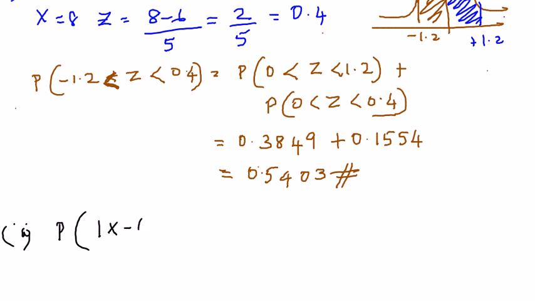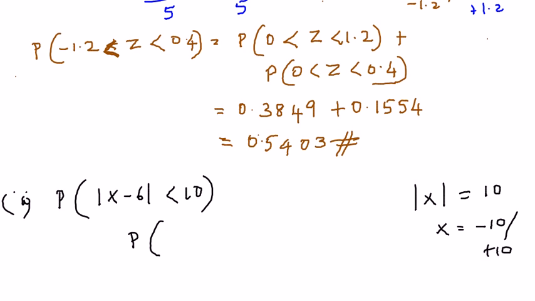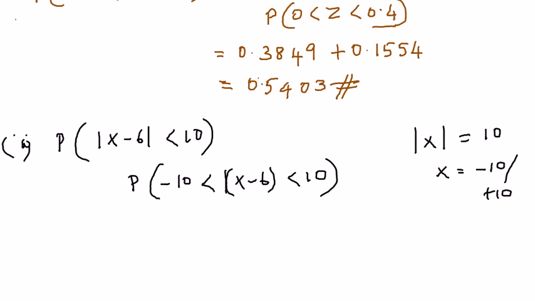The next part of the sum is to find the probability that mod of x minus 6 is less than 10. You always know that mod x does not have a sign. So if I say mod x is equal to 10, it means that x could be equal to minus 10 or plus 10, because with mod x we take only the magnitude, the value, we don't take the sign. So when I say mod of x minus 6 is less than 10, you can write it as minus 10 less than x minus 6, which is less than plus 10. It can be anywhere between minus 10 and plus 10.